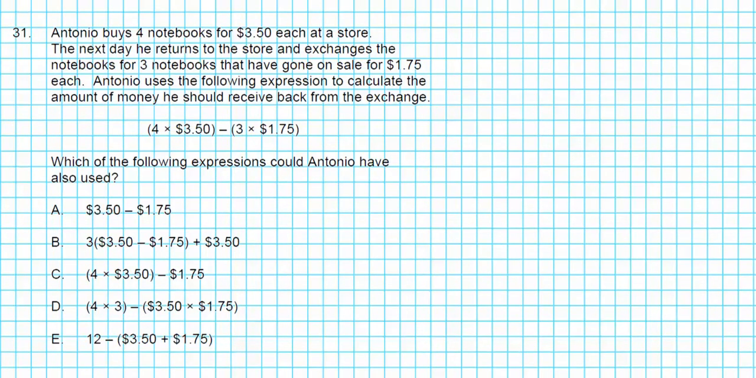It reads, Antonio buys four notebooks for $3.50 each at a store. The next day, he returns to the store and exchanges a notebook for three notebooks that have gone on sale for $1.75 each. Antonio uses the following expression to calculate the amount of money he should receive back from the exchange. So, a question. Which of the following expressions could Antonio have also used? So there's another expression here that's equivalent to this.